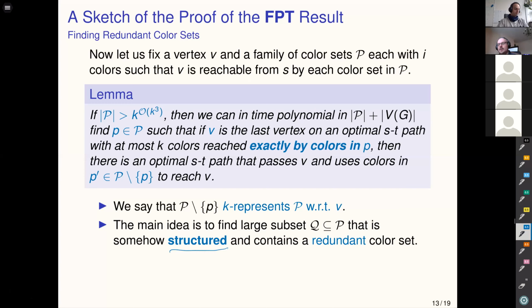And using this structured family, it is much easier to actually identify an irrelevant color set in this structured family. And because it is just a subfamily of P, and we can find a replacement for this redundant color set already in the subfamily, then we can find a replacement even in the whole family.